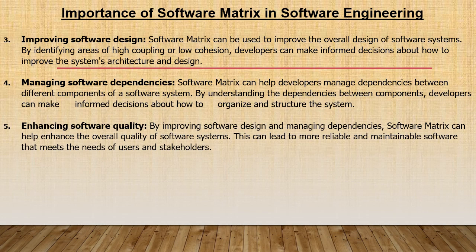While low cohesion, on the other hand, refers to the degree to which the elements within a single component are related to each other. When a component has low cohesion, it may perform multiple unrelated functions, making it more difficult to understand and modify.